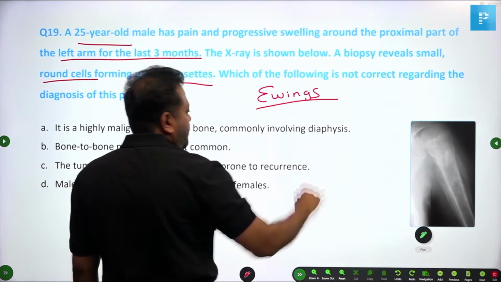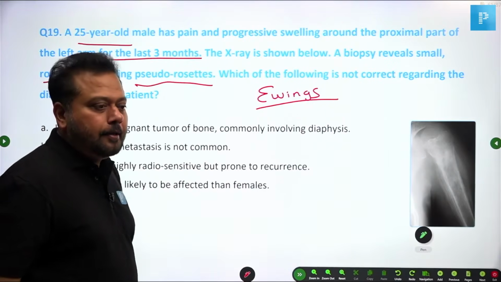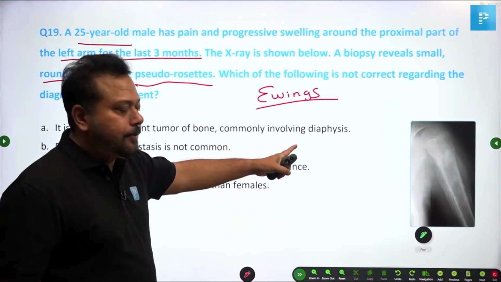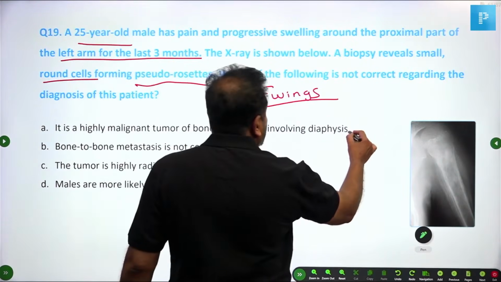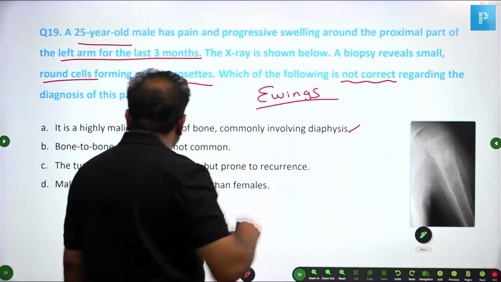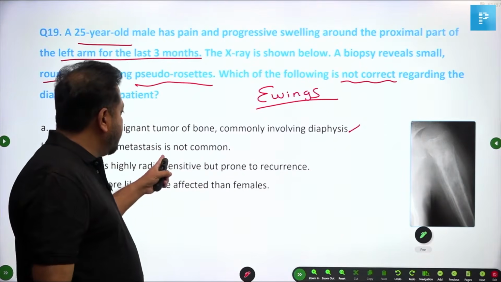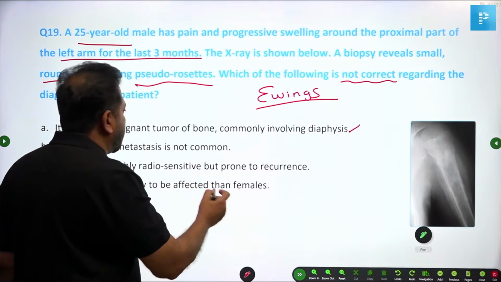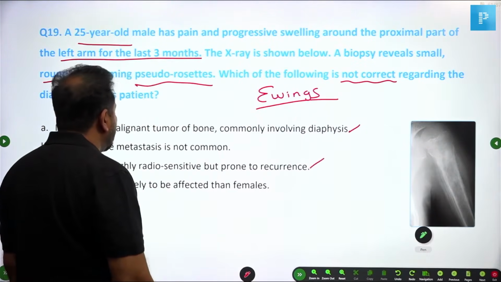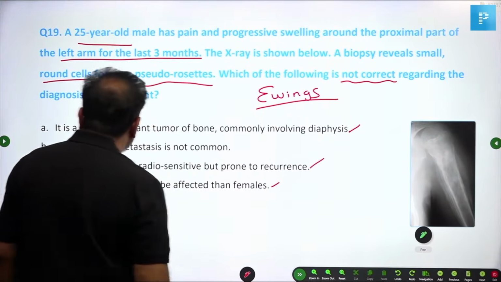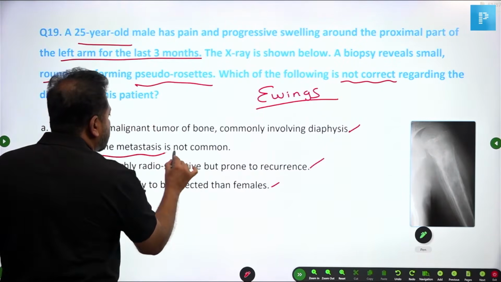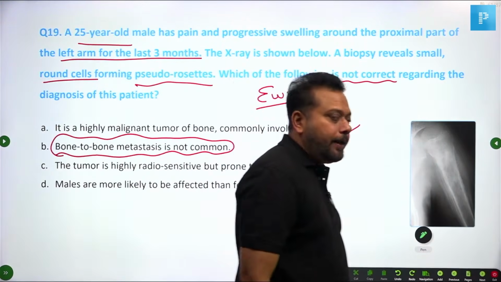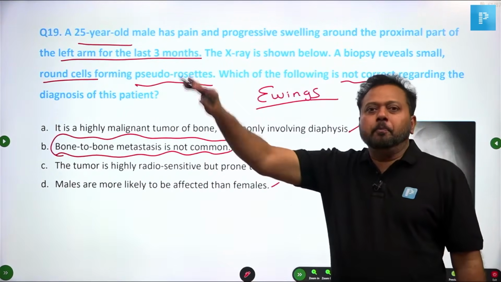The history says this is a case of Ewing's. It is a highly malignant tumor of the bone commonly involving the diaphysis. This is true. The question asks which is not correct. The tumor is highly radiosensitive but prone to recurrence, true. Males are more likely to be affected than females, true. Bone to bone metastasis is not common is the exception; it is very common because it spreads in the bone quickly.